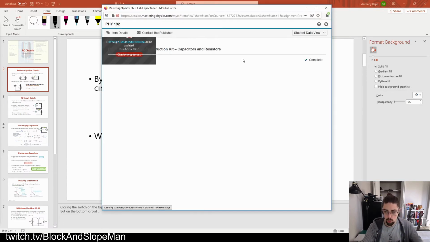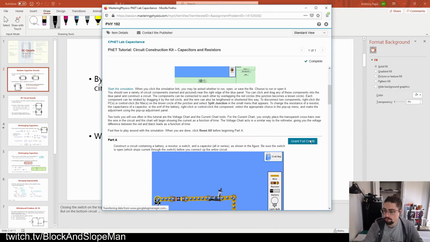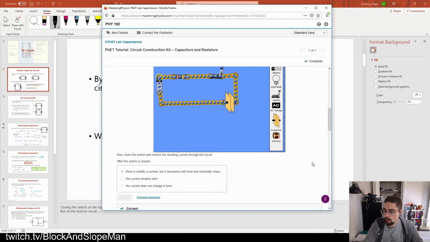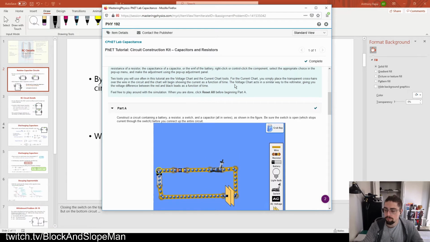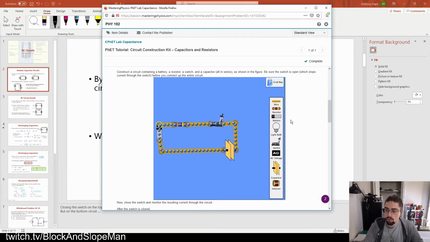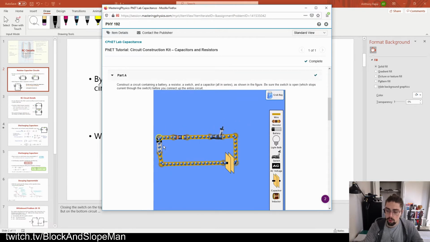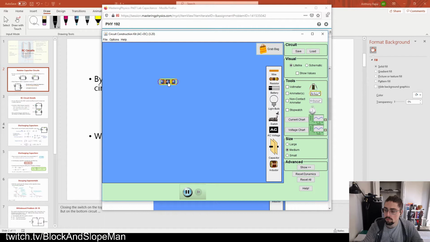Let's go ahead and pull this up. So in order here, and I'll make sure, yeah, we can see all the steps. So we're asked to set up this sort of circuit to begin with, right? So here's our battery, our resistor, a switch, and a capacitor. Let's set it up. A resistor, a switch, a battery, and let's put our capacitor down here. And we'll just set all these details up real quick.